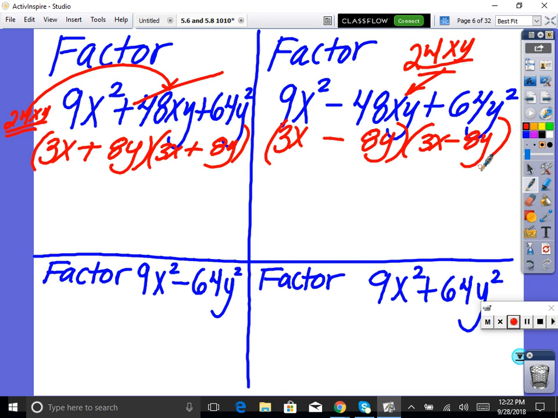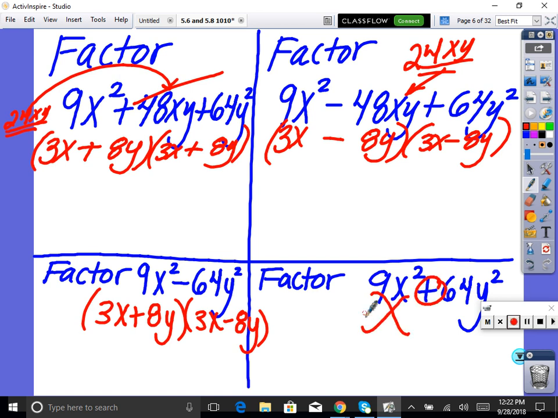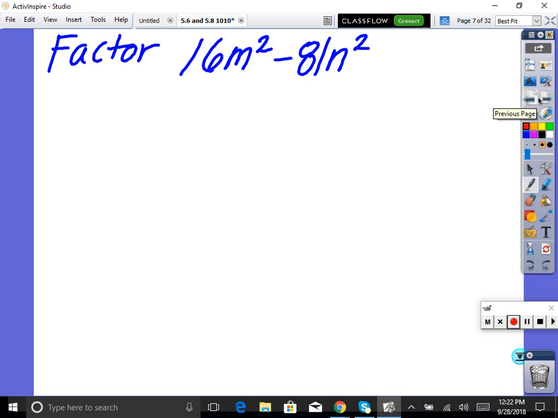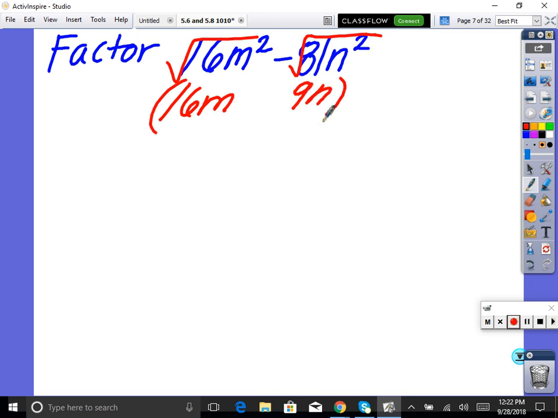We have 2 perfect squares. Our middle term cancels out, that means I need conjugates. Right here we have 2 perfect squares, but our middle term cancels out and it has addition, so we can't factor that. Alright, so factoring this one, the square root of that, the square root of that. So this would be 16n, and it looks like 9n, conjugate pairs, since our middle term needs to cancel out.